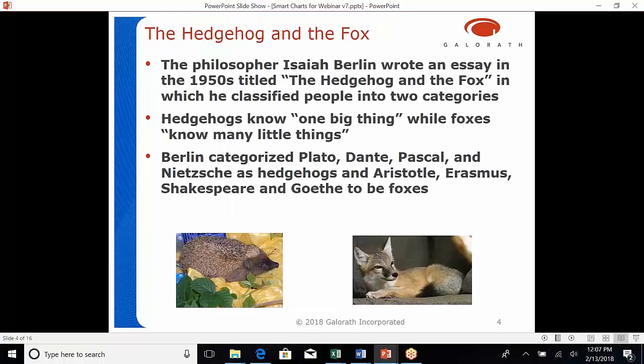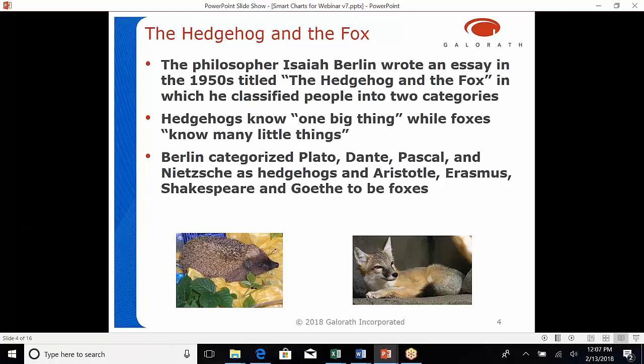Okay. Now we'll talk a little bit about the hedgehog and the fox. The philosopher Isaiah Berlin wrote a famous essay in the 1950s called the hedgehog and the fox, and he classified people into 2 categories: hedgehogs, who know one big thing, and foxes, who know many little things. He categorized people like Plato and Dante as hedgehogs. If you think about Plato, you think about the Republic and his one major work, and with Dante you think about his one major work, the Divine Comedy.